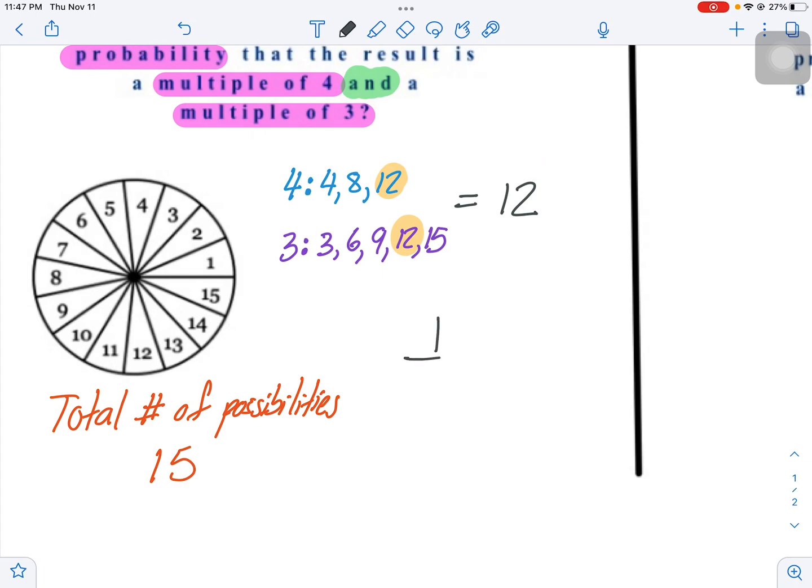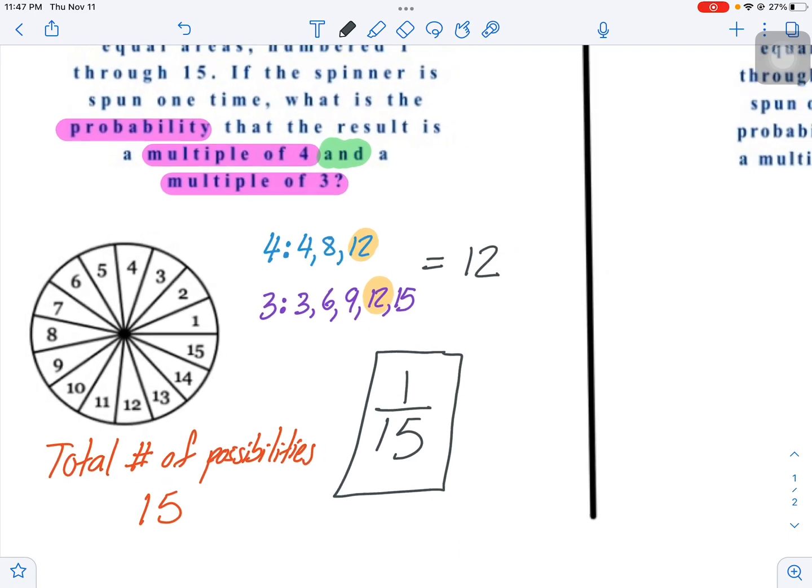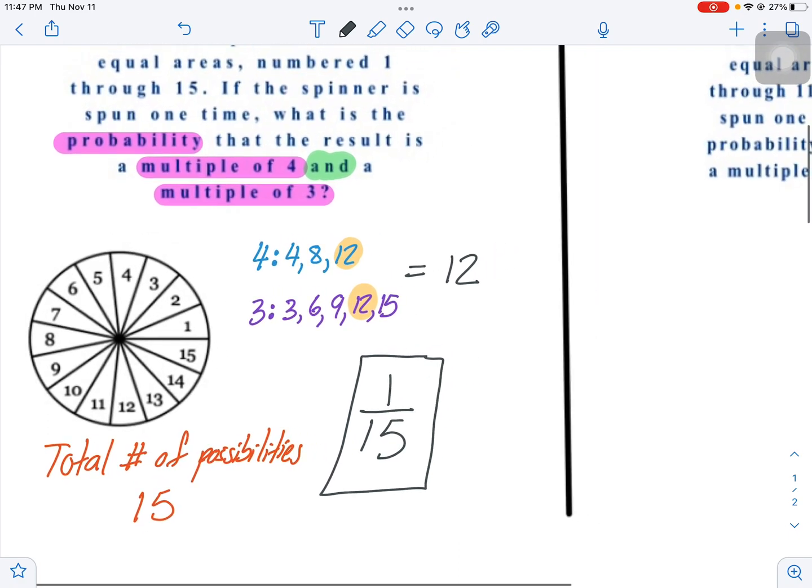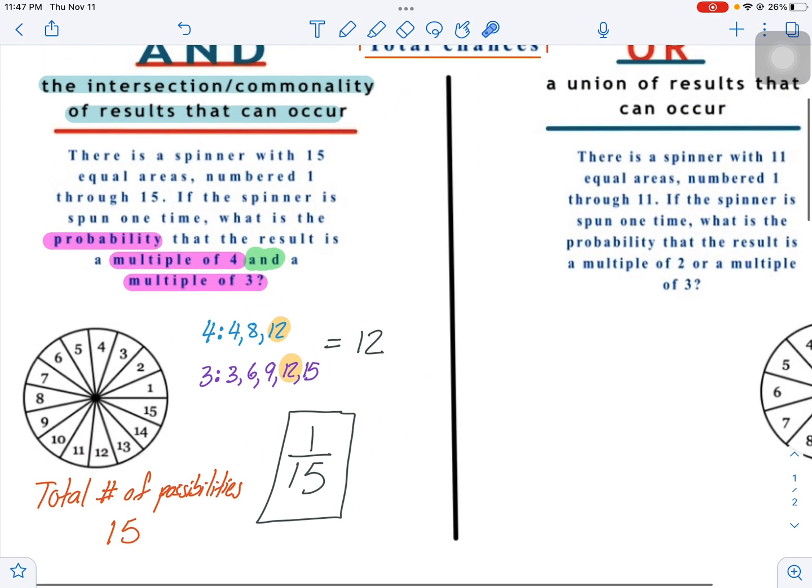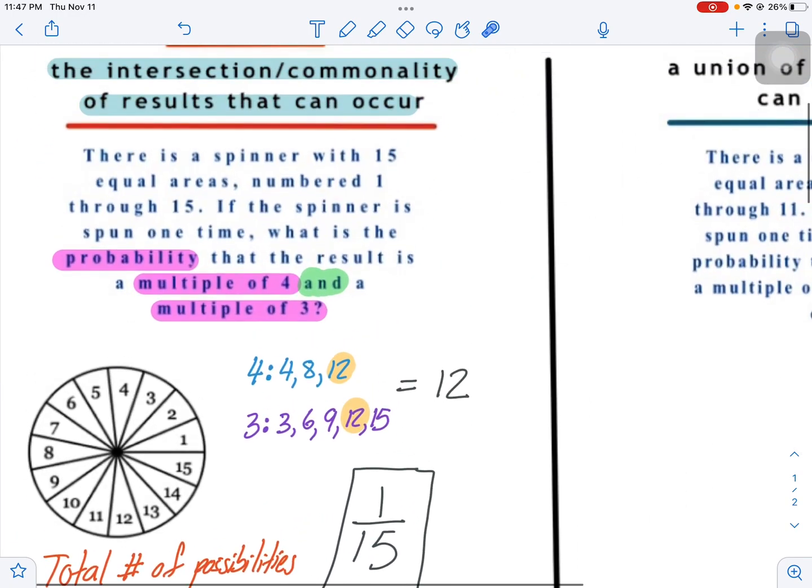So 1 out of total chances is 15. And there we go. This is our solution. So the probability of spinning a number that is a multiple of 4 and a multiple of 3 is only 1 out of 15, right? Only a 1 out of 15 chance, because 12 is the only number that is a multiple of 4 and a multiple of 3. So that is what "and" is.